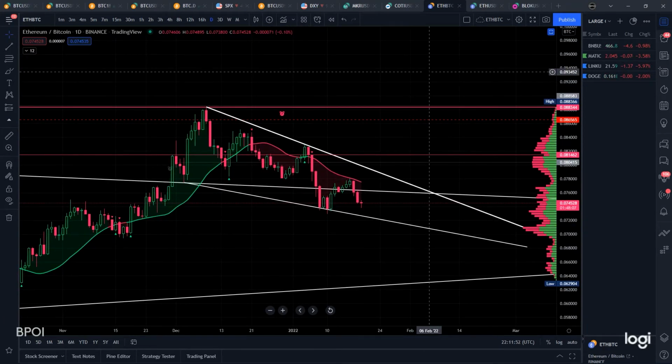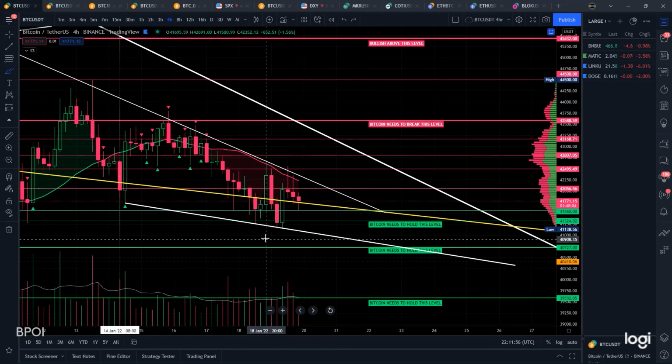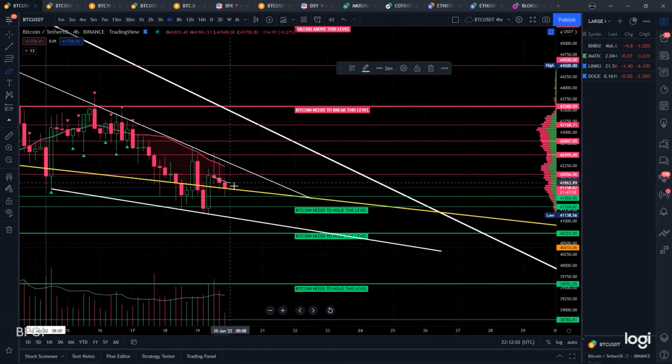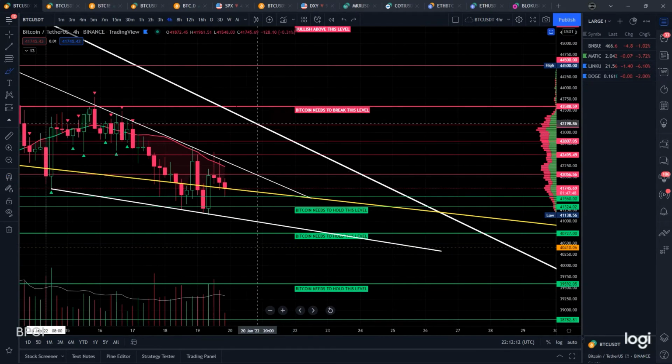So just keep an eye on things with regards to Bitcoin. I think over the next 24 to 48 hours, we're going to see some sort of move from Bitcoin, whether that be a continuous move down to, you know, double bottom area, or whether that be a strong move up to test this upper trend line. So we just got to keep an eye on things.